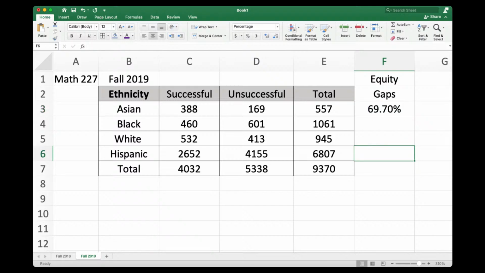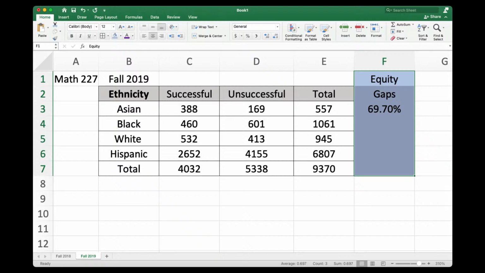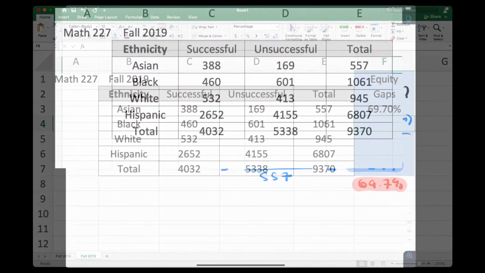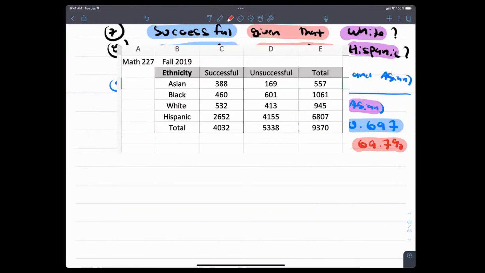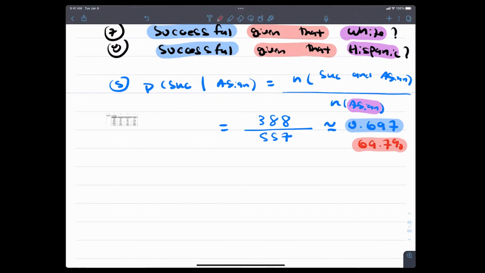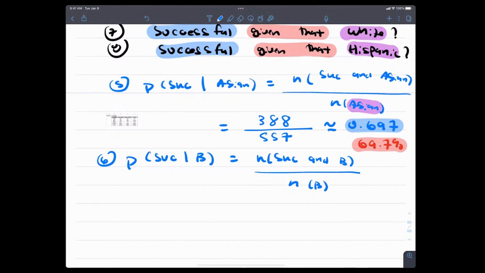It already knows I want to put percent. That's interesting. Okay. All right, now let's do the next group. Let's shrink this. Number 6. Probability you are successful, given that you are, I'll put B for black. Number who are successful and are black, out of the number who are black.